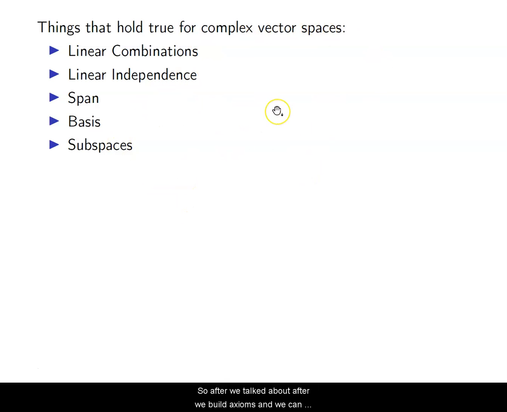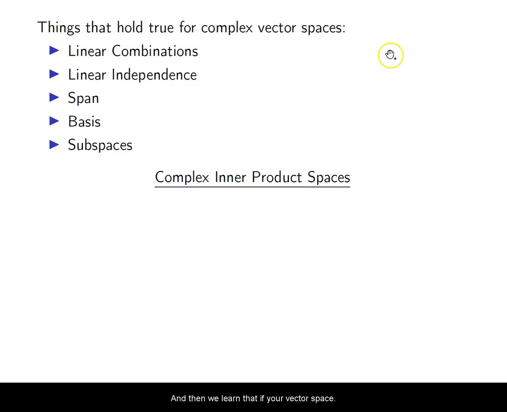After we build axioms and we can build a vector space, the next extension to a vector space that's very important was when we started to talk about the dot product. And once we talked about the dot product, we learned that the dot product was just a very, very specific form of a bigger idea called an inner product, okay? And then we learned that if your vector space has an inner product, we call it an inner product space. So if we have a complex vector space that has an inner product defined on it, that is called a complex inner product space. So now we're going to talk about inner products on these complex vector spaces.